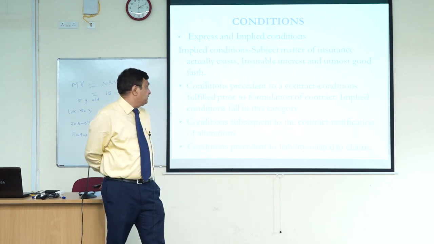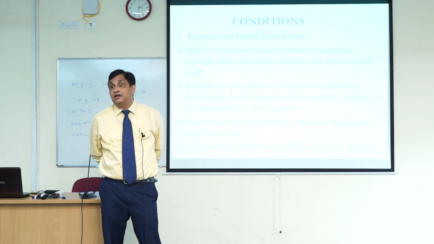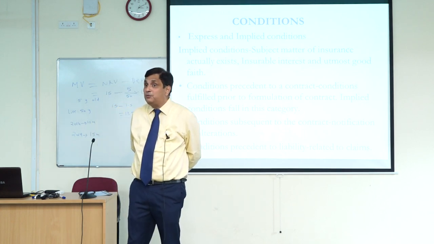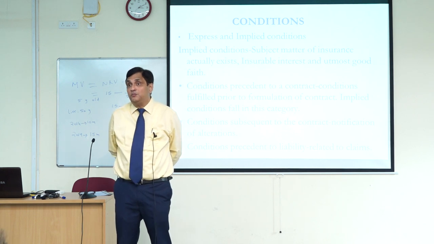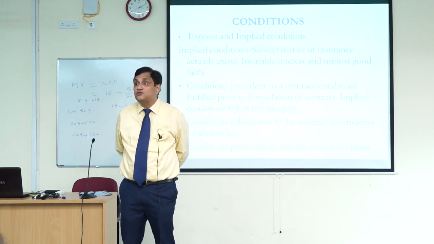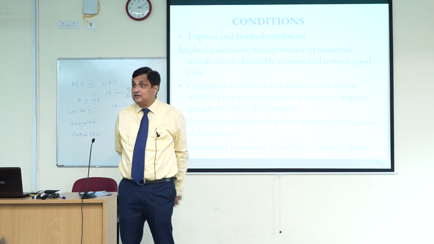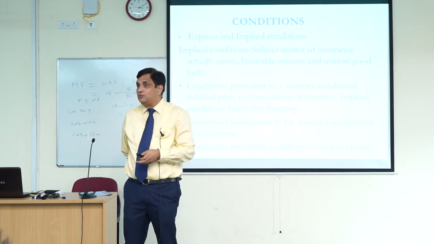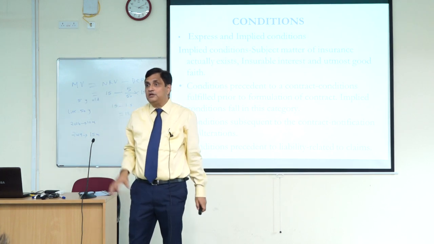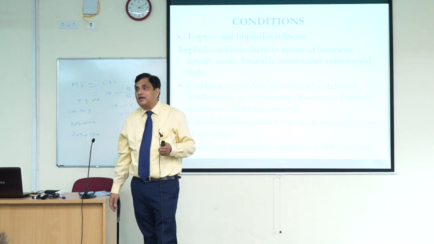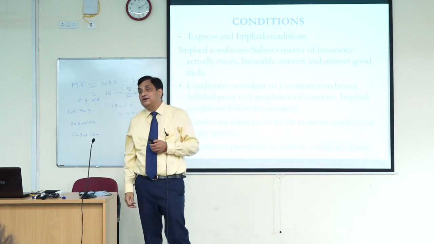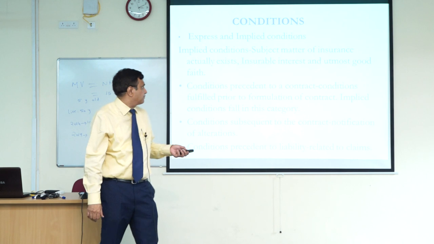And then conditions precedent to liability. It can be related to claims. For example, if I have to pay the claim, I may put a condition that he has to inform me about the claim within 2 days or 3 days or 1 week. That is a condition related to the claims. If he has not informed me, and after 1 month he comes to me and tells me a claim had occurred 1 month back, I have a right to repudiate the claim. So this is related to the liability for the particular claim.